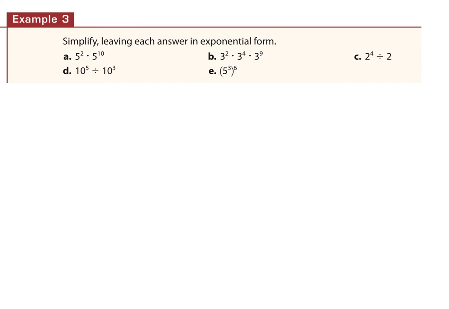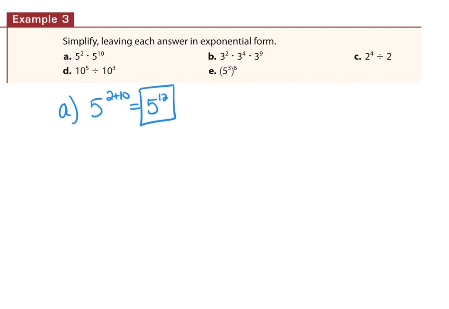So let's look at A. A is same bases? Yes, they're both 5. We are multiplying them. What am I going to do with my exponents? Multiplying like bases, I'm going to add them. So 2 plus 10. So I'm going to have 5 to what power? The 12th power. That is my answer. See why I don't actually want you to give me the answer, because that's a ginormous number.